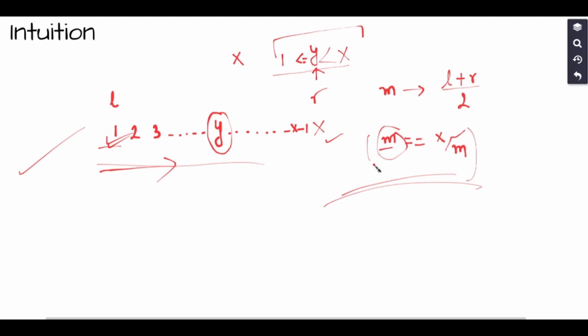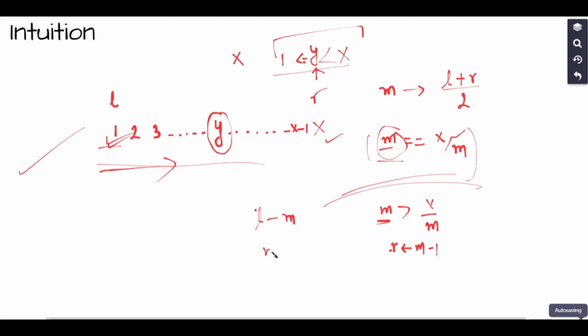That's all. And then there we have another case, that is, if this m is greater than x by m, that means the answer, or the square root of x, lies before this m. So the boundary is reduced to L till m. So the right is reinitialized to m minus 1.